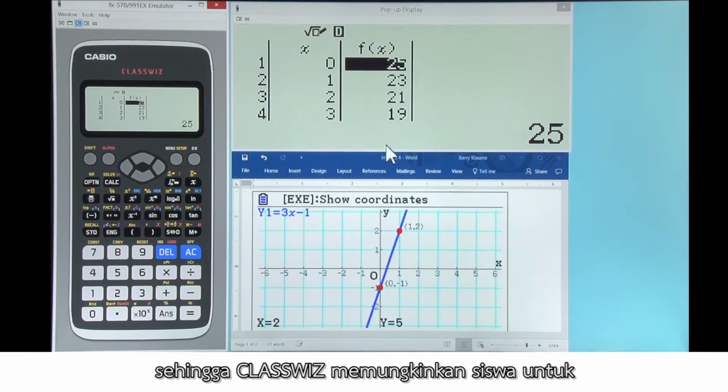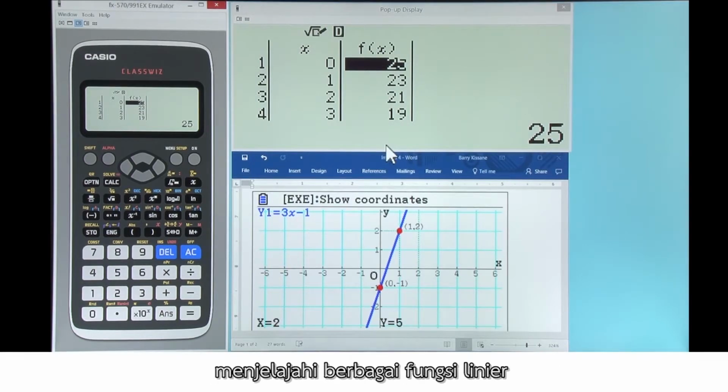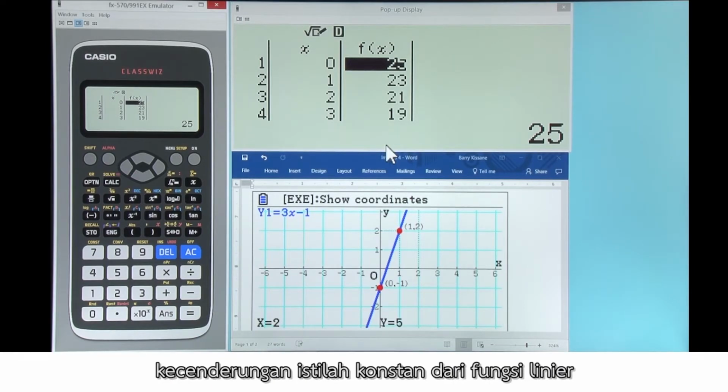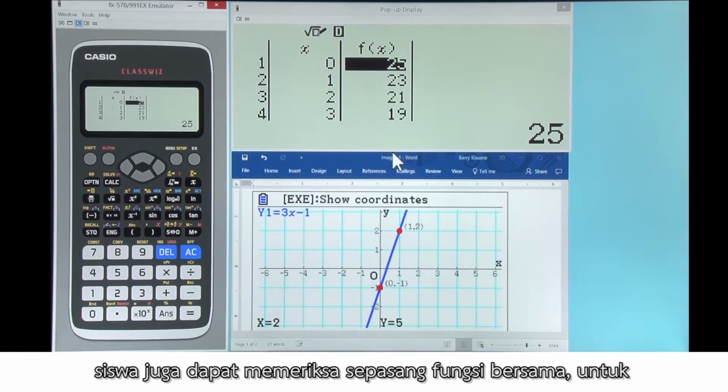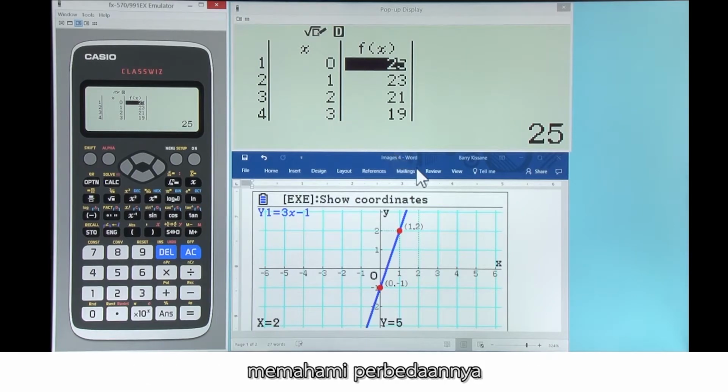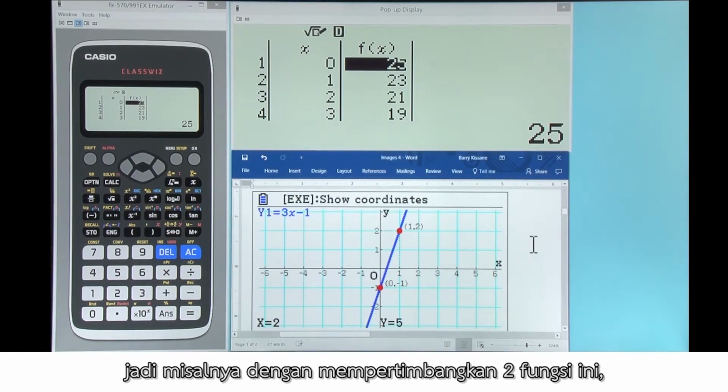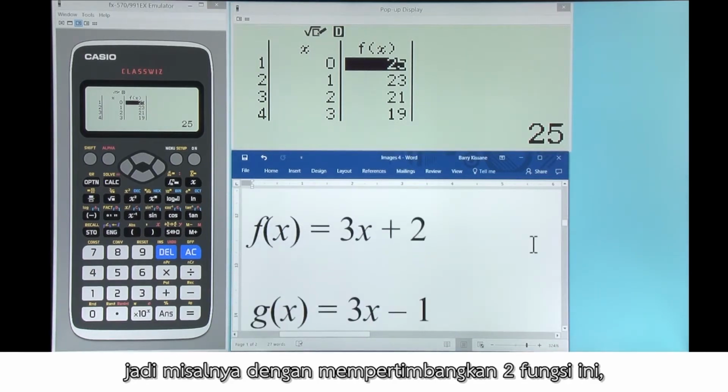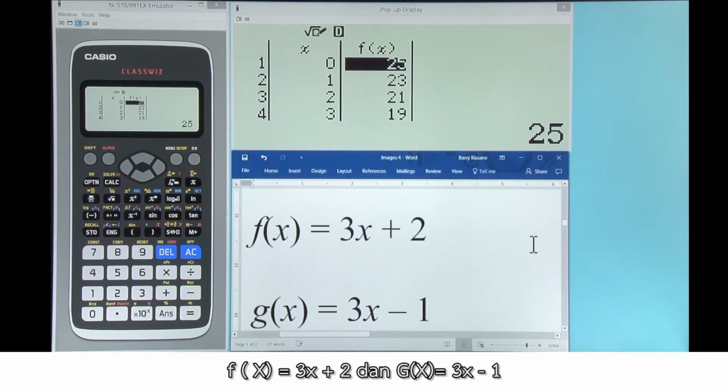So ClassWiz allows students to explore various linear functions efficiently and to understand the significance and the meaning of the slope and the constant term for linear functions. Students can also examine a pair of functions together to understand their differences. So, for example, consider these two functions. f at x is 3x add 2 and g at x is 3x subtract 1.